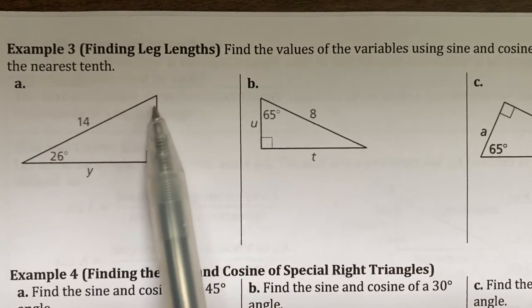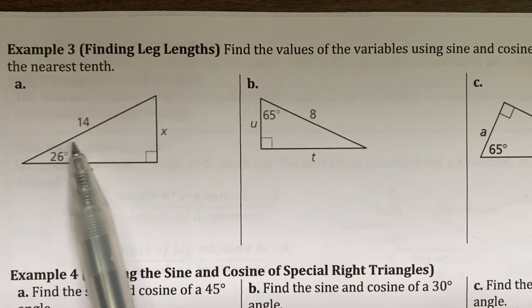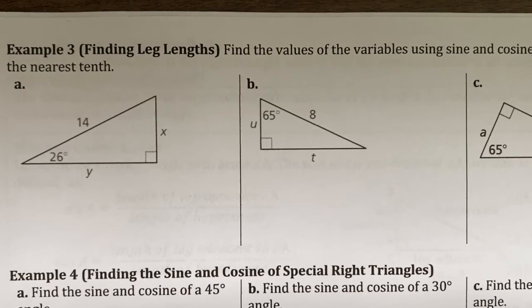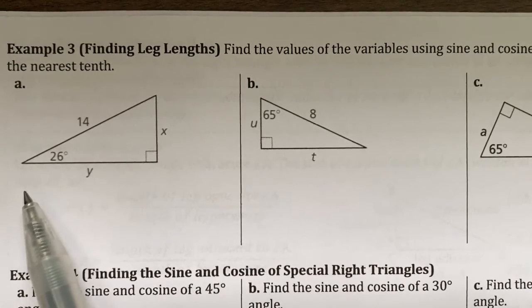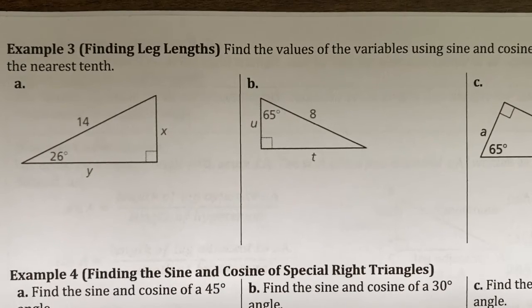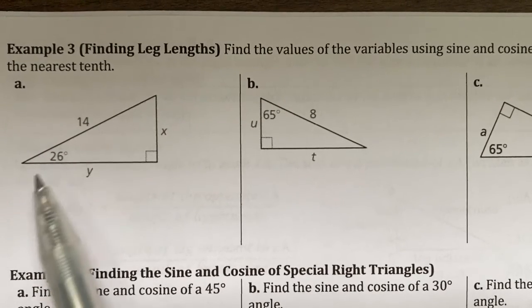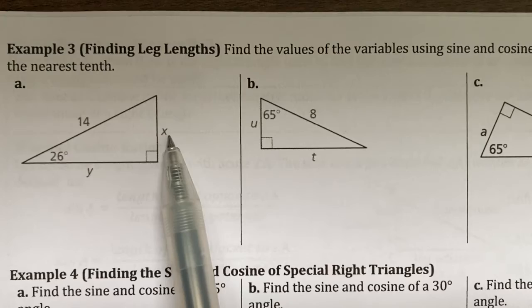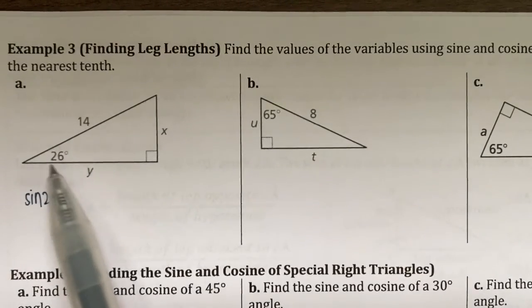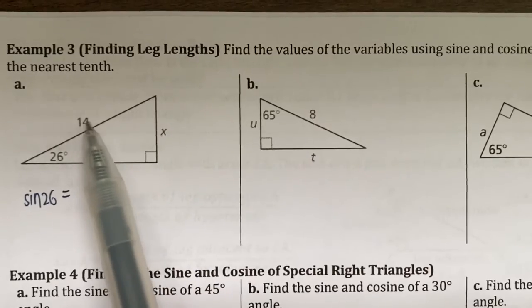So let's start off by finding x. If we know this angle and we know the hypotenuse, we need to decide whether we're going to use sine or cosine. You want to use sine if you're looking for the opposite or the hypotenuse, and you want to use cosine if you're looking for the adjacent or the hypotenuse. Since x is opposite of our angle 26, we're going to use sine. So sine of 26 will be equal to opposite over hypotenuse.